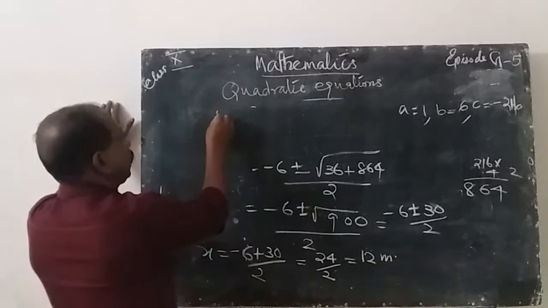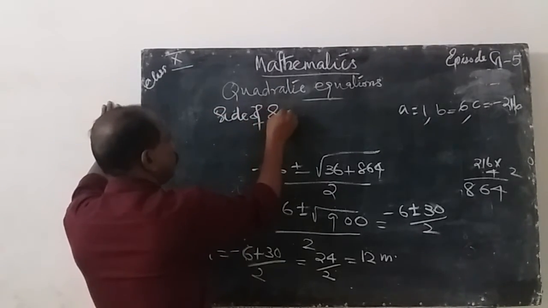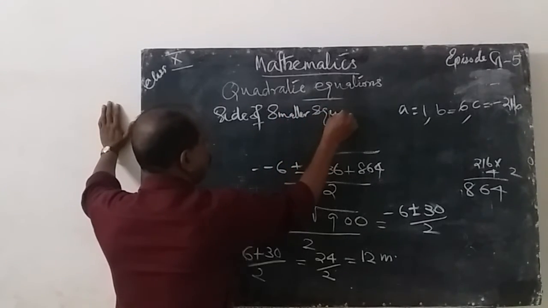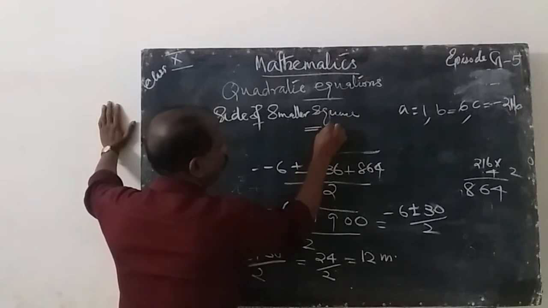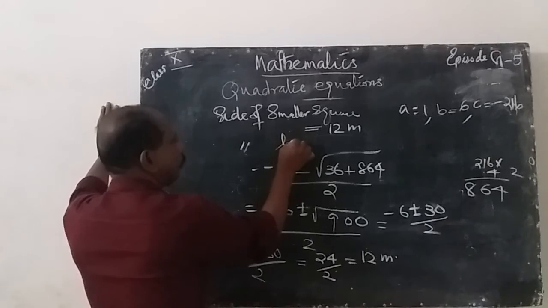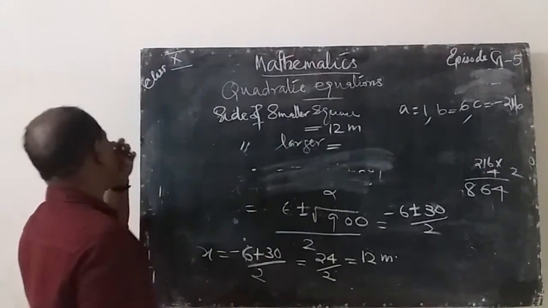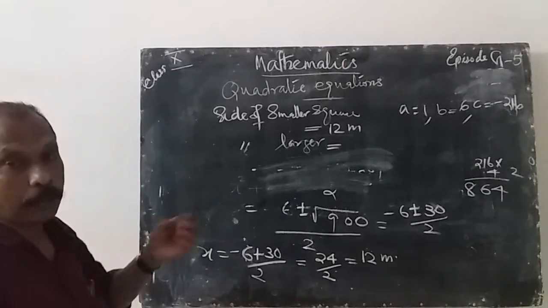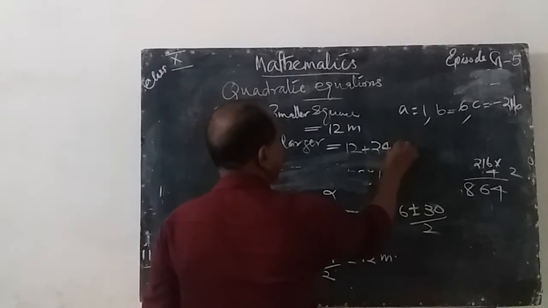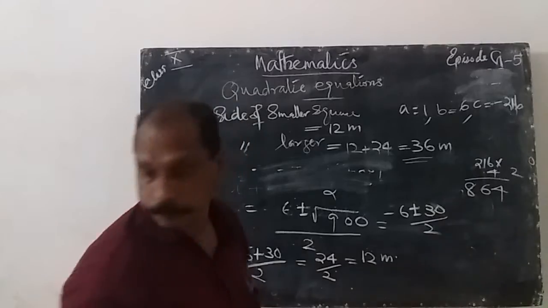Therefore, side of smaller square is equal to 12 meter and that of larger is equal to, difference is 24, therefore 12 plus 24 is equal to 36 meters. That is the answer.